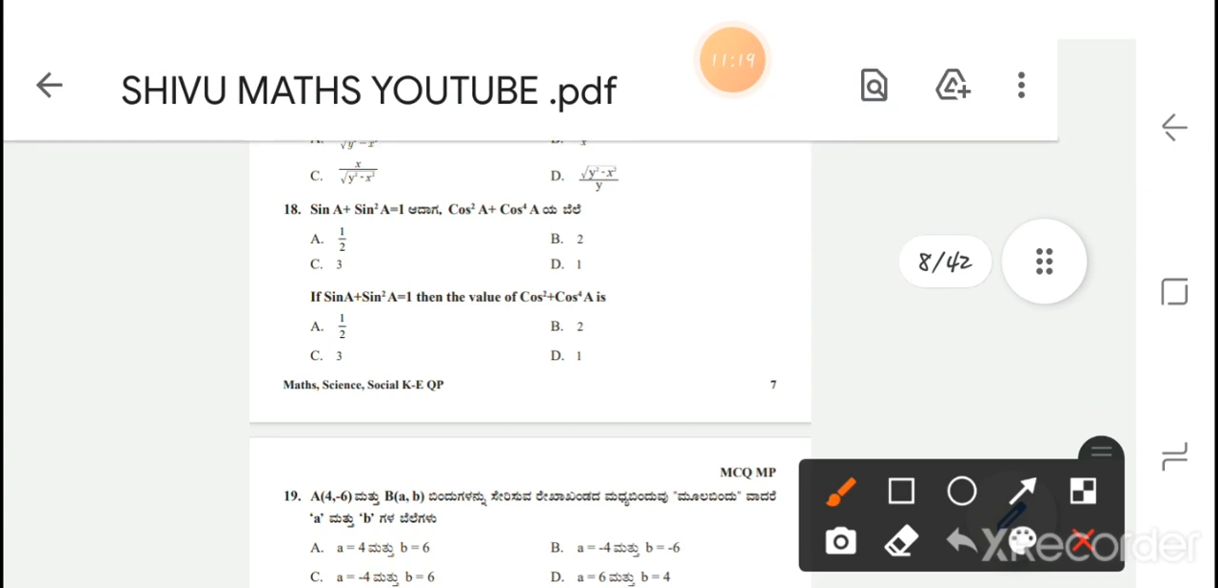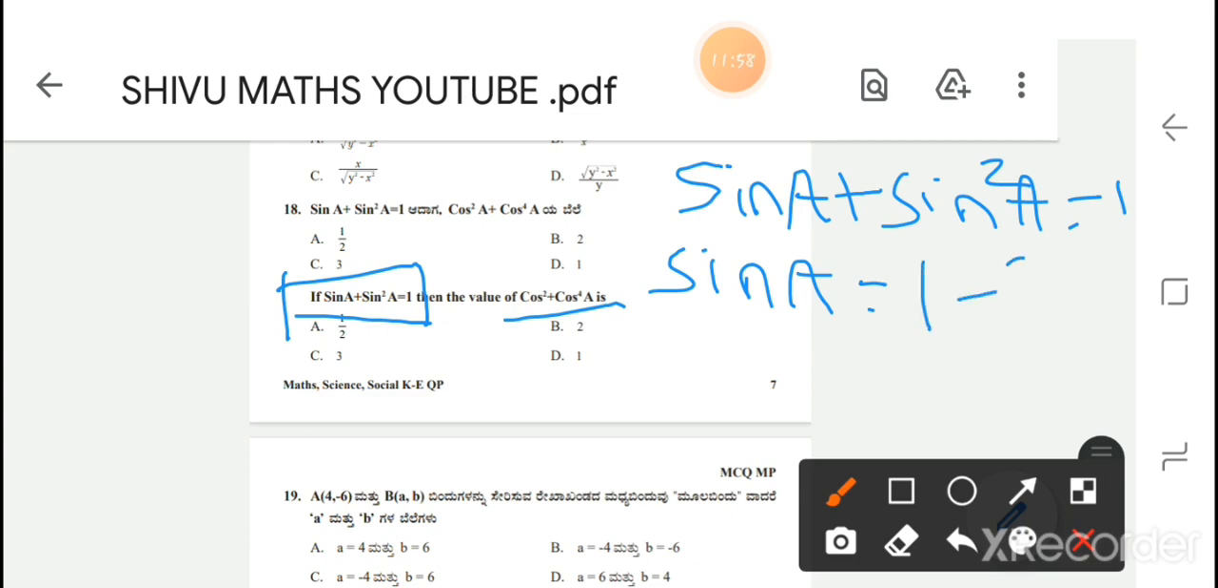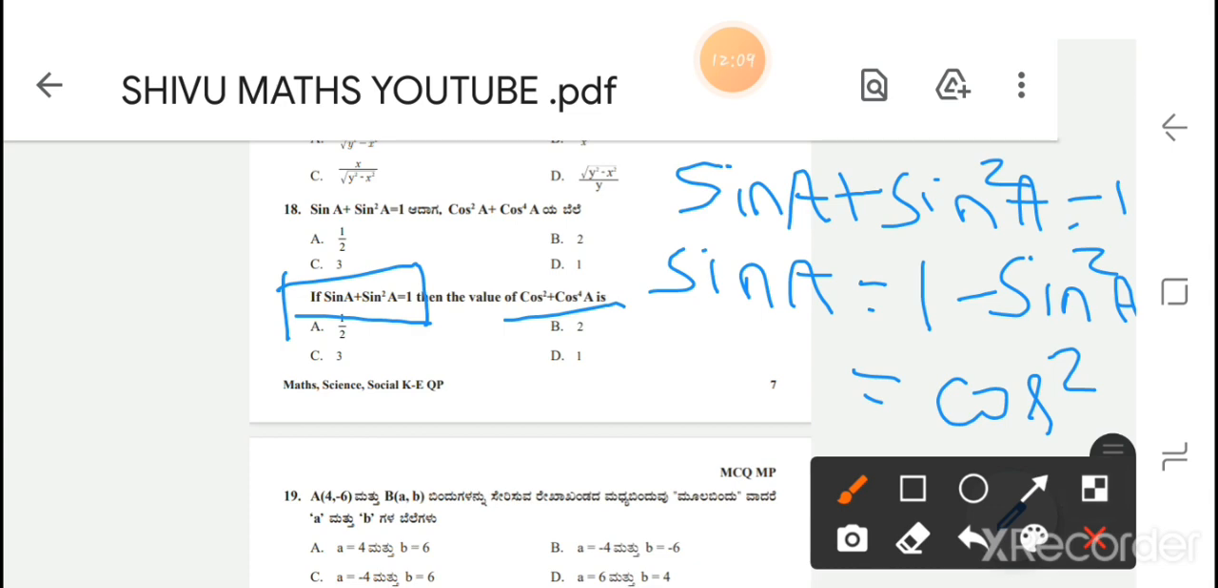Okay, so for the 18th question, observe: sin A plus sin square A is equal to 1. You need to find cos square A plus cos to the power 4 A. First take what is given in the question: sin A plus sin square A is equal to 1. You have to transfer sin square A to the right side. We get sin A is equal to 1 minus sin square A. Is it right? Okay. 1 minus sin square theta is cos square theta, no? So that's why you take it as cos square A.